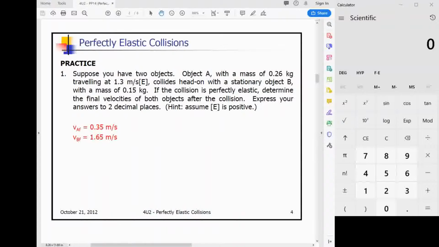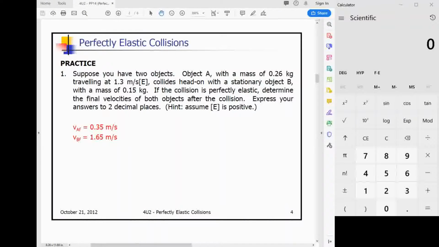So this problem says, suppose you have two objects. Object A has a mass of 0.26 kilograms. It's traveling at 1.3 meters per second east. It collides head-on with a stationary object B with a mass of 0.15 kilograms. It says the collision is perfectly elastic.